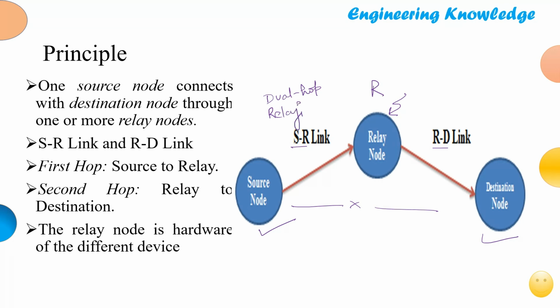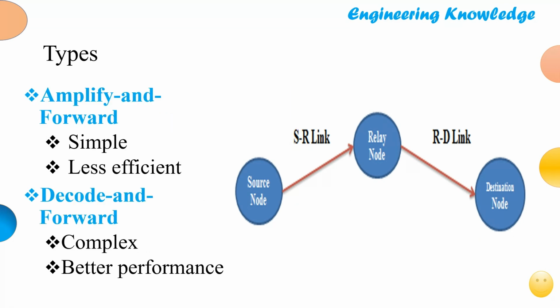Since there is only one relay and therefore two hops, you can also have multiple relay nodes to make it a multi-hop communication system. The first hop is the source to relay. The second hop is relay to destination, and the relay node hardware is of a different device. This means that the antenna on this relay node is coming from a different user, and therefore it's not increasing the burden of hardware on the transmitter itself. Rather, it's increasing the diversity using an antenna of a different device. This is where these three nodes cooperate with each other, and therefore the name cooperative relaying systems.